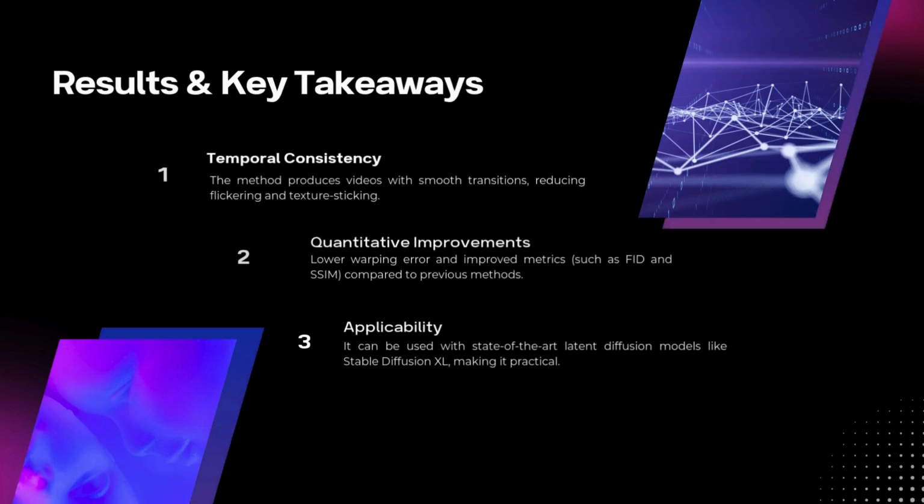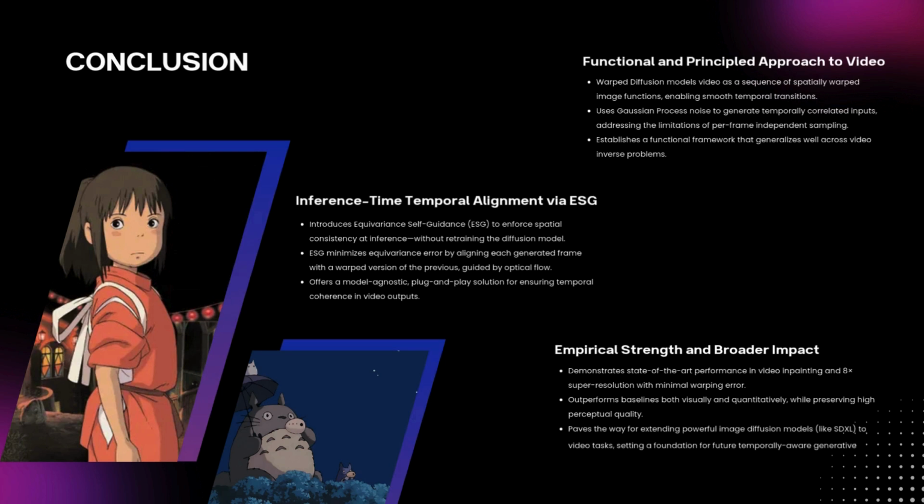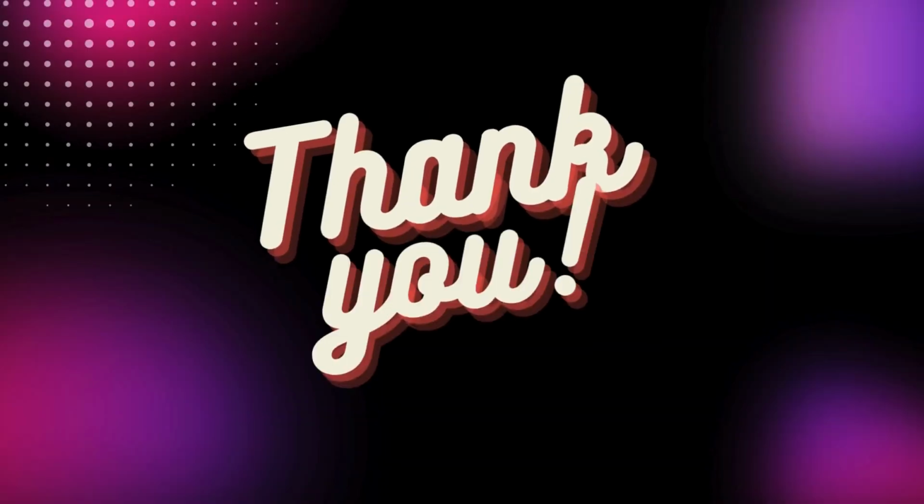Overall, this framework effectively transforms powerful image diffusion models into tools capable of generating high quality, temporally coherent videos. To sum up, Warped Diffusion is a novel framework that leverages noise warping and equivariant self-guidance to adapt image diffusion models for video applications. It addresses the challenge of temporal inconsistency, providing smooth and realistic video outputs. This approach not only offers a practical solution using state of the art models, but also opens up avenues for further research in video synthesis.